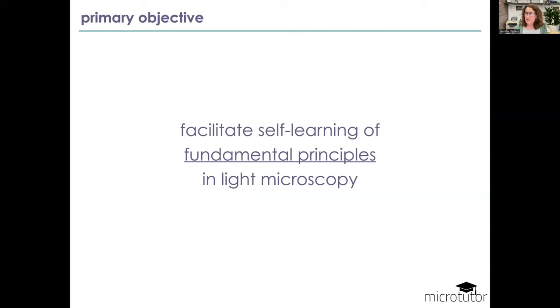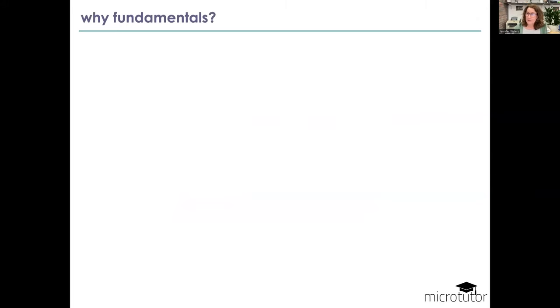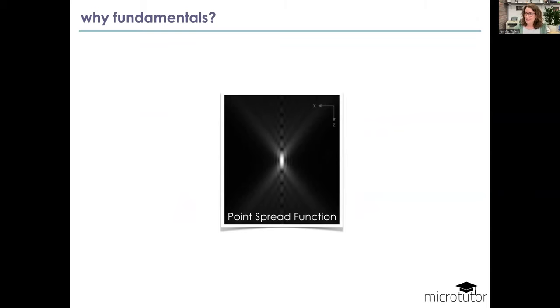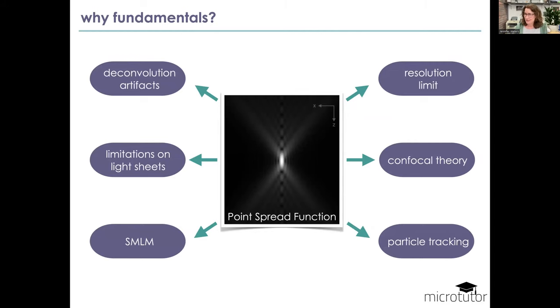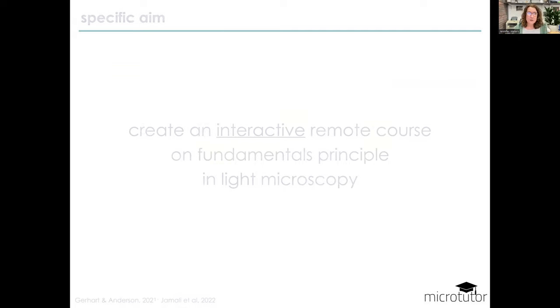The primary objective of this project is to facilitate self-learning of the fundamental principles of microscopy, with emphasis on the fundamental principles. I think those of us who teach microscopy know how incredibly important it is that students learn the fundamental principles. As an example, the point spread function is something that microscopists talk endlessly about. It is the result of diffraction and interference on the ability of a lens to focus light. There are so many principles that you might be interested in as you think about more advanced techniques, and you will not be able to understand them deeply and use them effectively without understanding these fundamentals. So we wanted to focus on those.